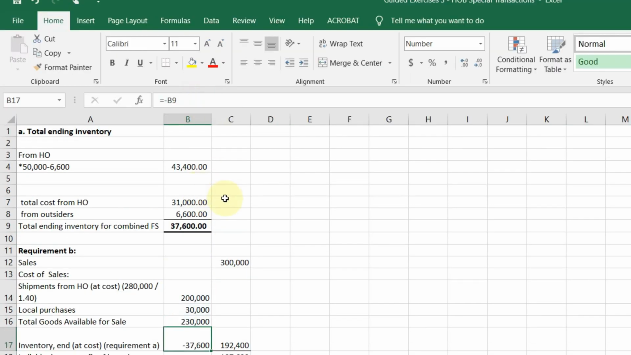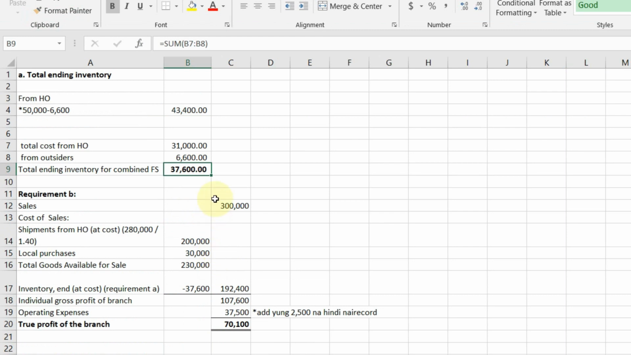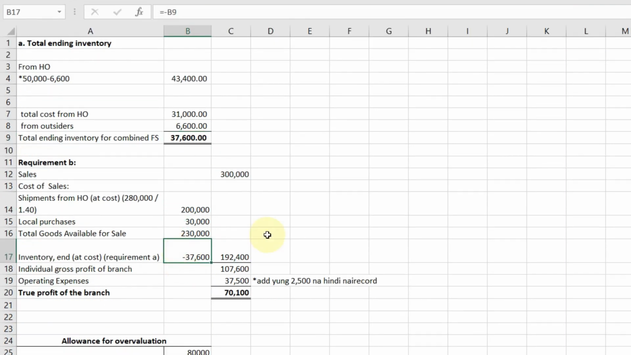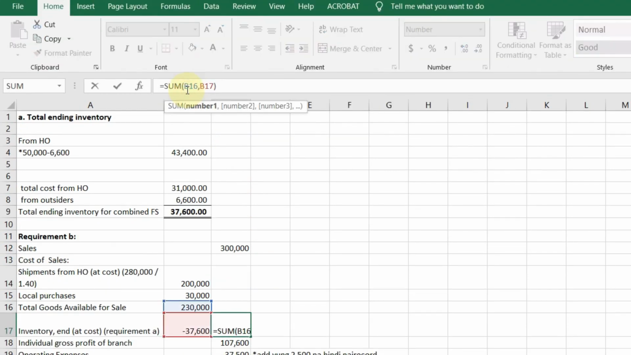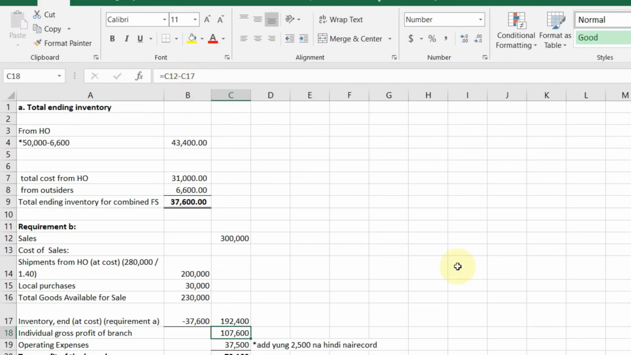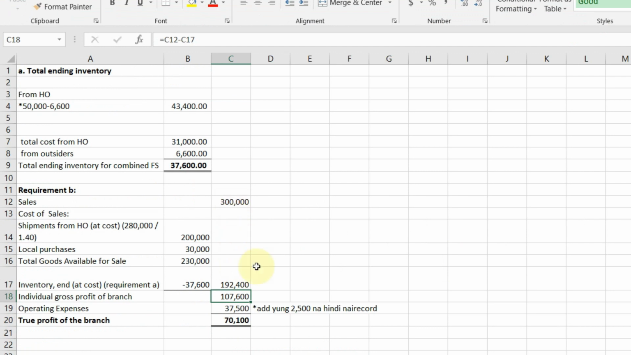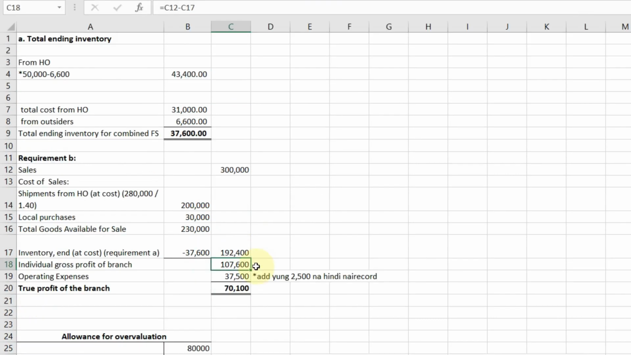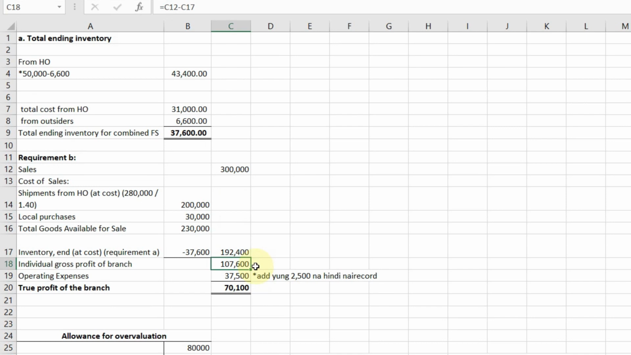So, that's total goods available for sale of 230,000. Ending inventory, na-compute na naman natin kanina. So, wag ka na mag-compute. Tingnan mo na lang requirement A, 37,600. That's your total COGS of 192,400. So, individual gross profit is sales minus COGS. You'll get 107,600. Operating expenses.